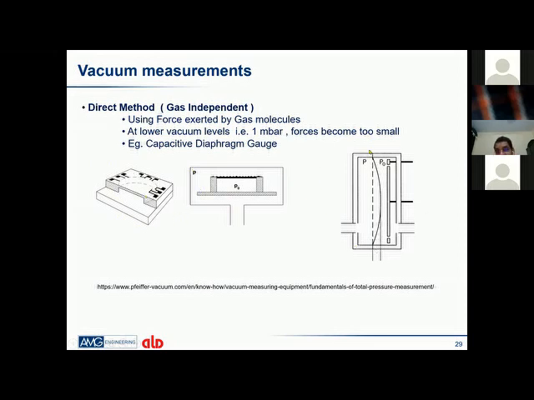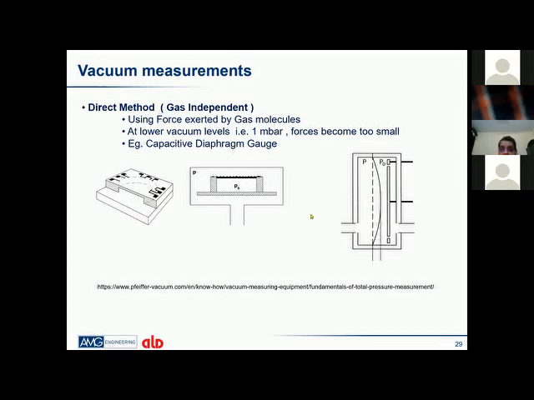In the capacitive gauge, as you see in this picture, there are two capacitive plates inside the gauge. Because of the gas pressure from one side, we get a deflection of a plate, and because of that deflection the capacitance level changes. We measure this capacitance level to correlate it with the vacuum level inside the chamber.